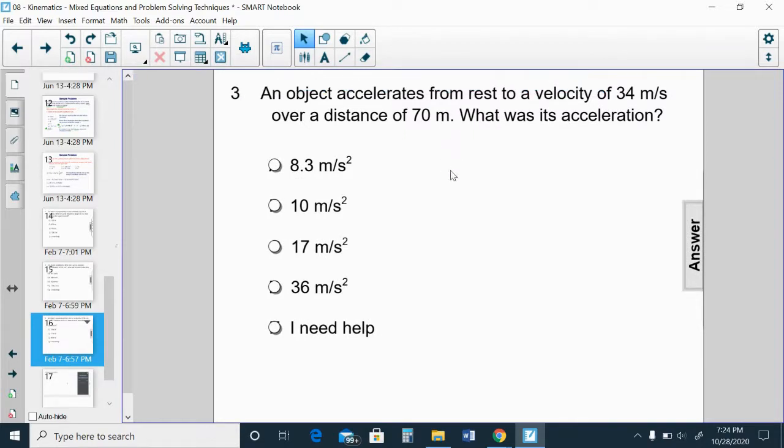And then the final question, an object accelerates from rest to a velocity of 34 meters per second over a distance of 70 meters. What was its acceleration?